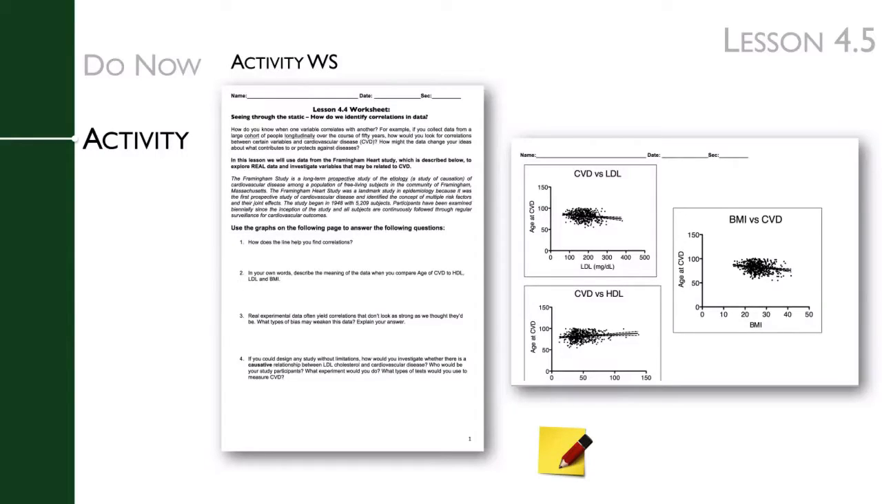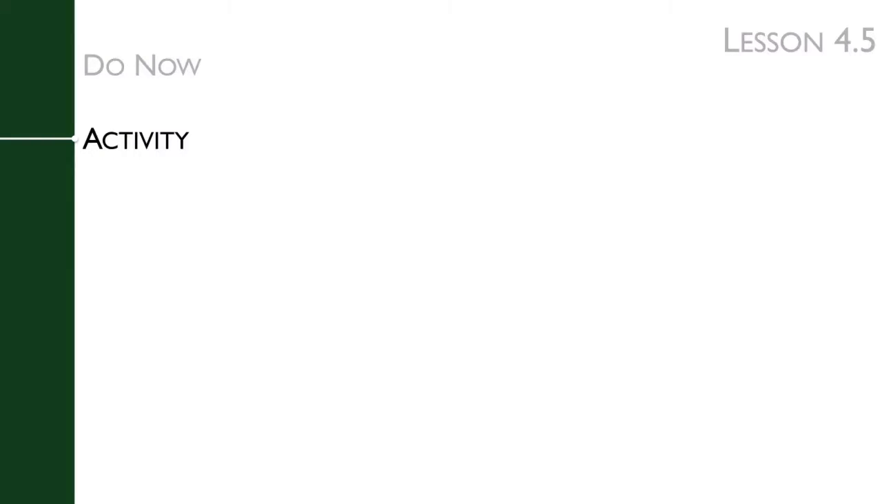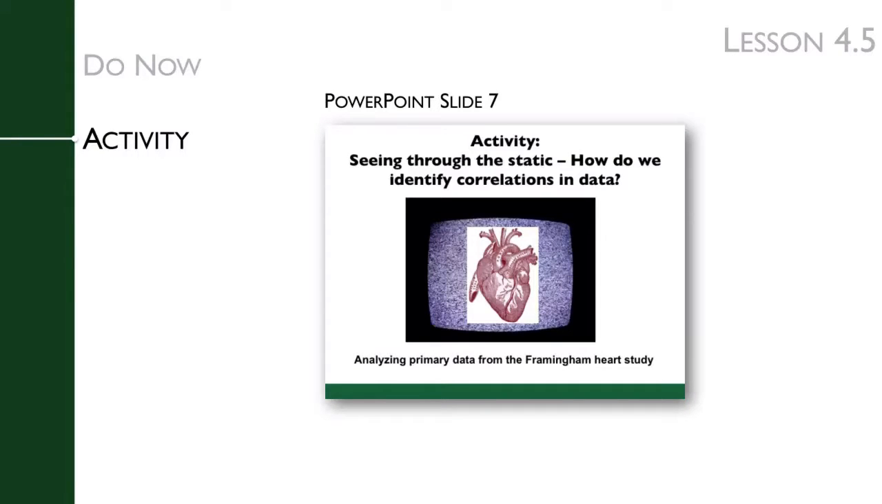Students will answer 4 questions on the activity worksheet using the provided graphs. These questions are: how does the line on the graph help us find correlations? Describe the meaning of the data. What type of bias may weaken this data? And how would you investigate a causative link in this data? Design a study.